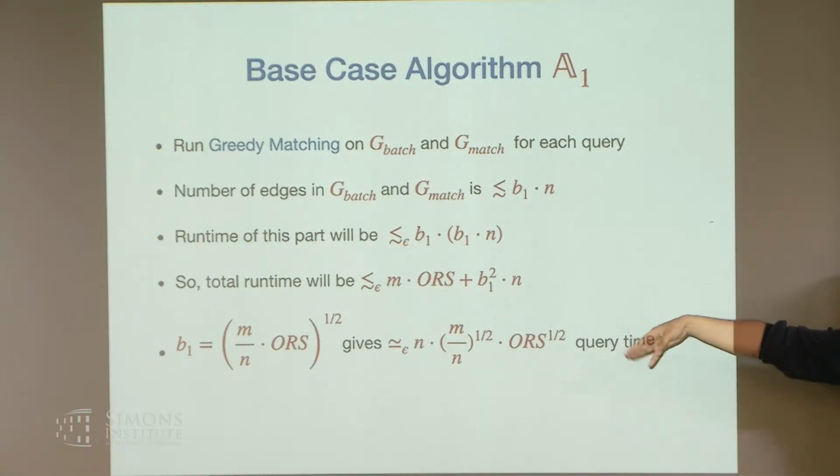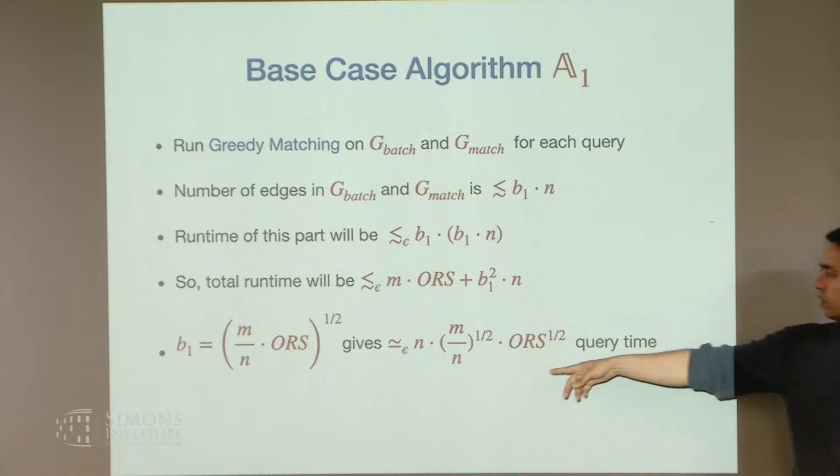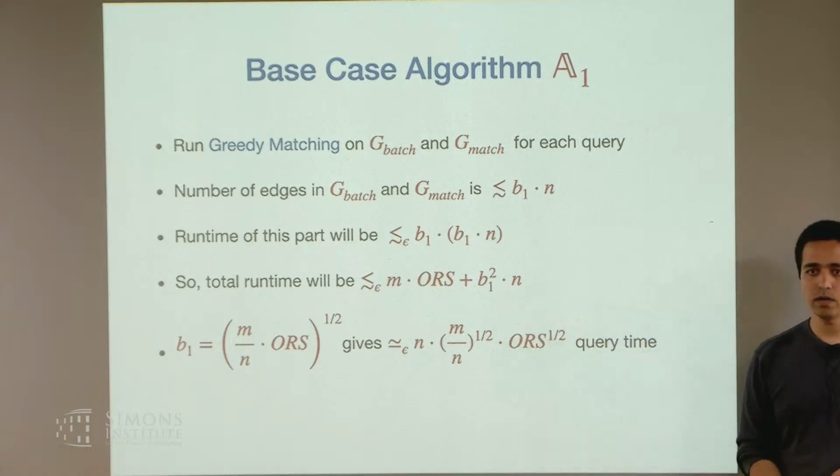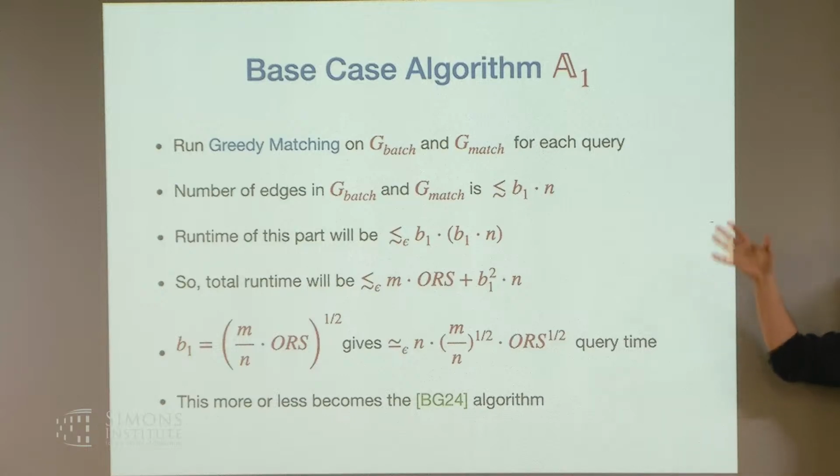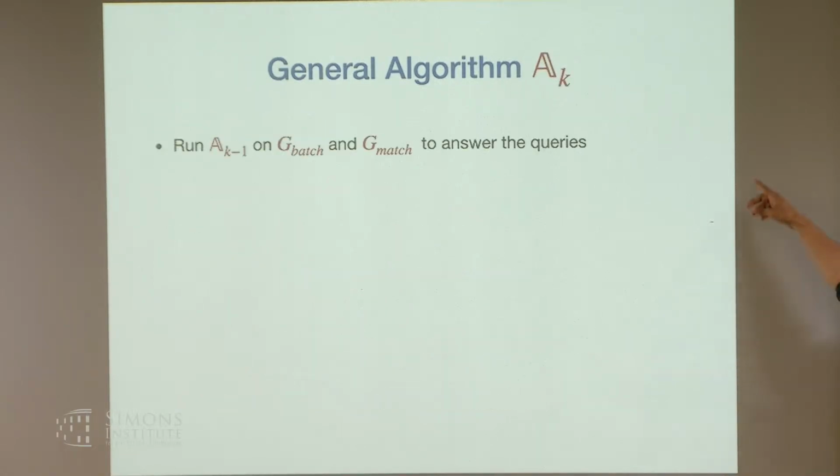So, and this is the runtime we wanted, no? This is basically a square root of n times ORS. And that's effectively, this algorithm, it's basically just a rephrasing of what Sohail and Alma did, okay? Now, in the last slide, I'll tell you just what we did. The only difference is in the first round, okay?